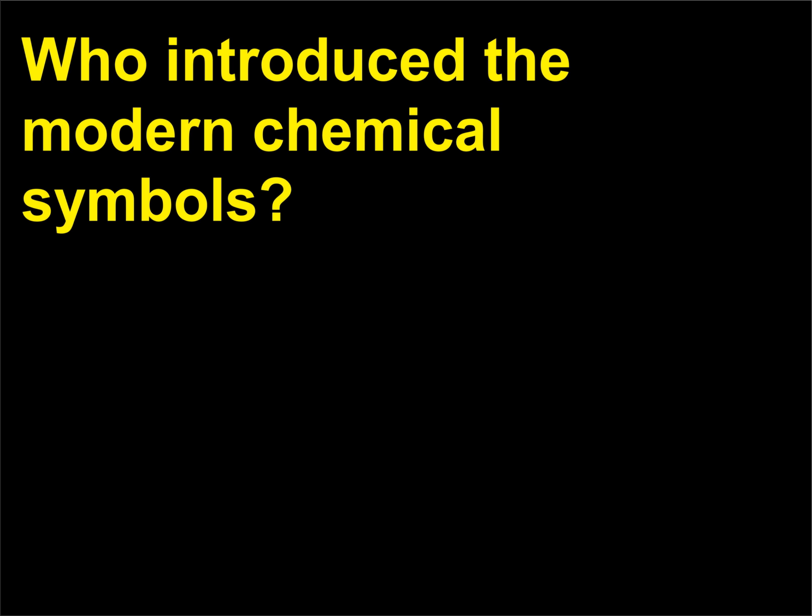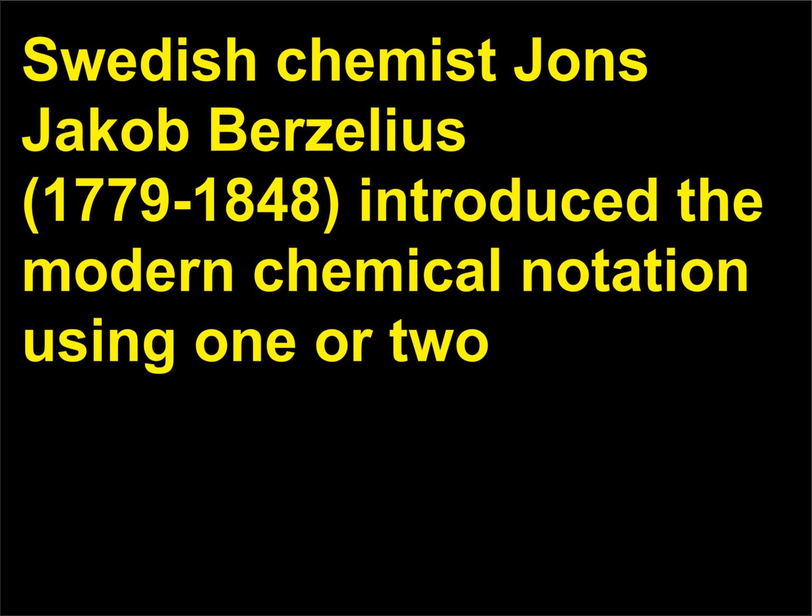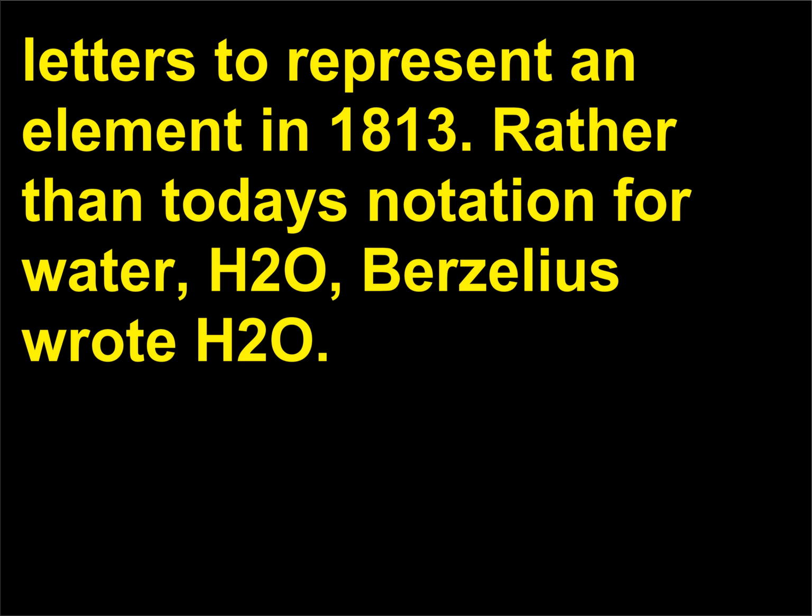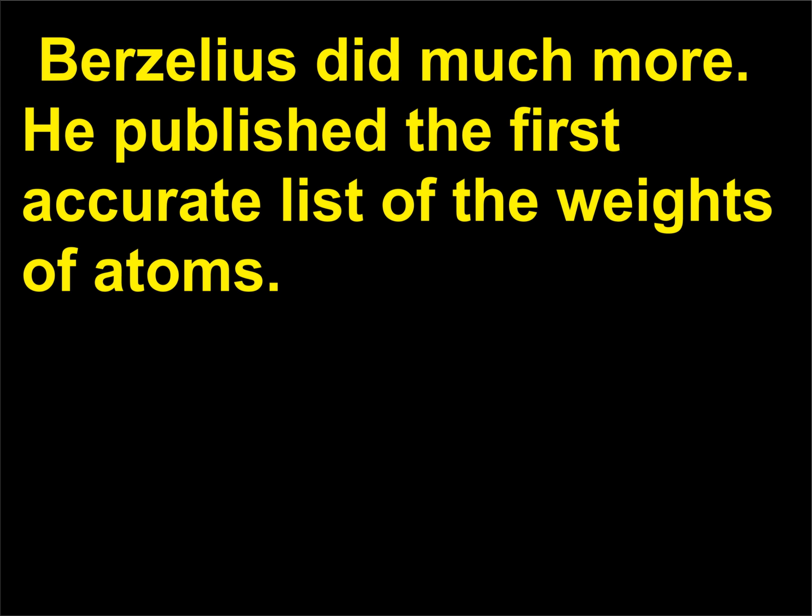Who introduced the modern chemical symbols? Swedish chemist Jöns Jacob Berzelius, 1779–1848, introduced the modern chemical notation using one or two letters to represent an element in 1813. Rather than today's notation for water, H2O, Berzelius wrote H2O. Berzelius did much more. He published the first accurate list of the weights of atoms.